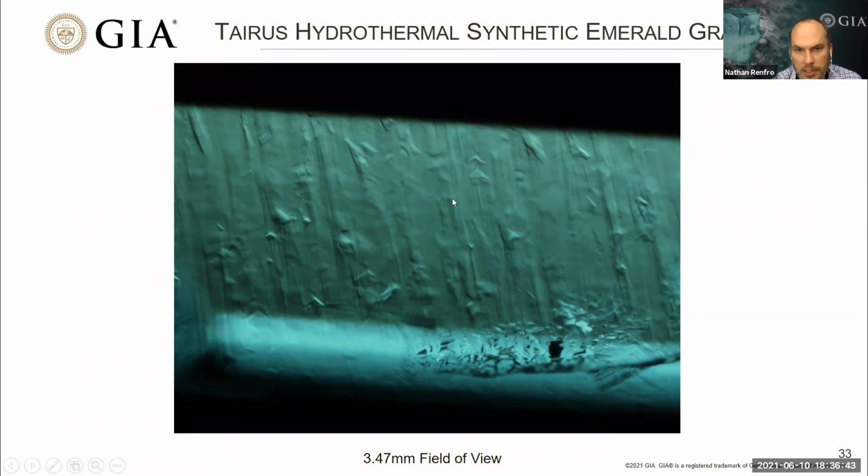But what you get is this sort of unnatural looking growth pattern, which we sometimes call chevron graining. And this is really a hallmark identifier for a hydrothermal synthetic emerald product. So in the microscope, if you see this, this is going to be diagnostic of a synthetic stone. And it's not something that you would really ever find in a natural stone.